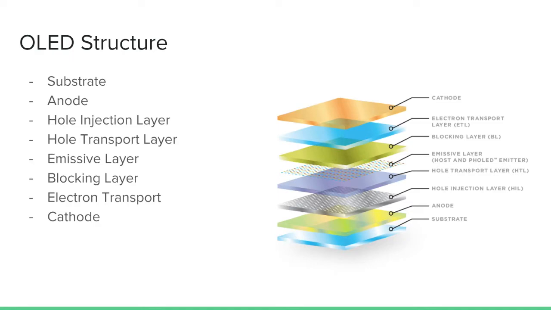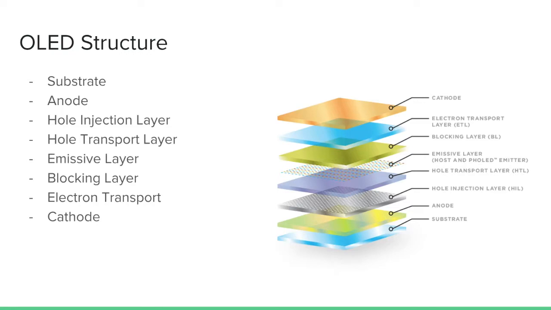The first one is substrate. It can be plastic, glass, or metal. It is the foundation of OLED. The next one is anode. It may or may not be transparent depending on the type of OLED. It is positively charged to inject holes into the organic layers that make up the OLED device.